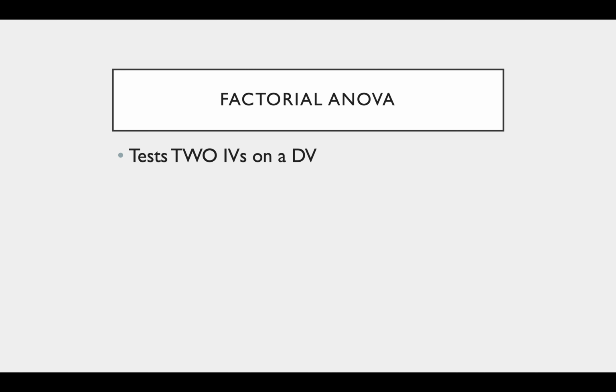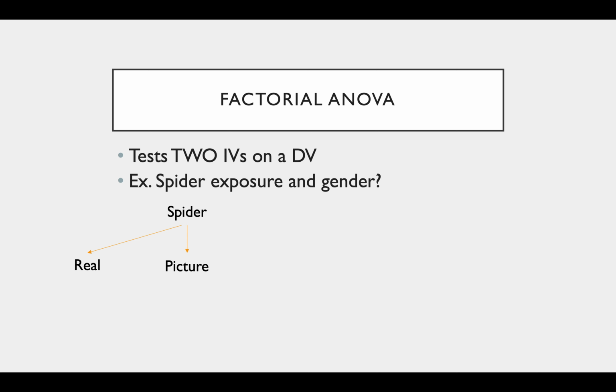Okay, so what happens if we have two independent variables that we're interested in looking at at the same time, and looking at how they both influence a dependent variable, or a single outcome? Well, that's when we can use factorial ANOVAs. So, for example, what if we're interested in spider exposure still, but we're also interested in gender? In that case, we would have real spiders, pictures of spiders, and videos of spiders like we did before. But now we're also going to look at men and women. We'll just keep gender binary for now, just for the purpose of this example.